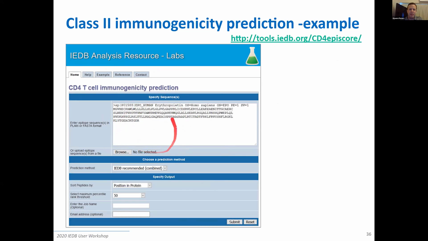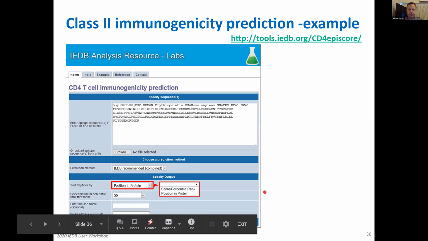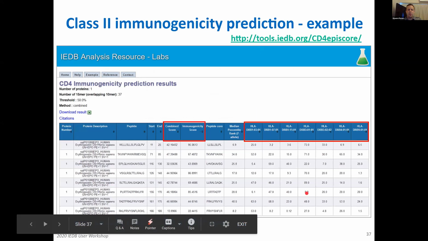This should look very familiar at this point, where you enter the sequence and ultimately select your method. These are the 3 methods I mentioned. And you have the similar sorting, selecting, ranking positions, getting an email, etc. And this is the output that you're getting, where you have the immunogenicity score, the combined score, and the median percentile rank. This is the 7 allele method.